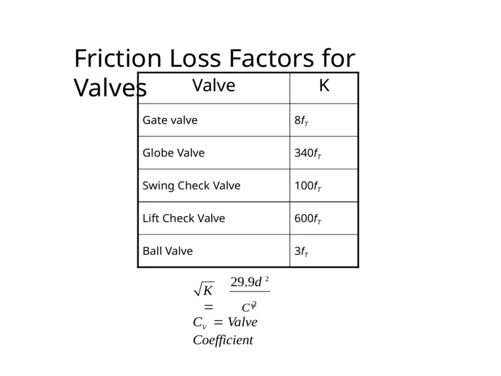Let's talk about friction loss factors for valves, a key concept when we're dealing with fluid flow. The valve coefficient, or CV, helps us understand how much resistance a valve adds to the system. It's calculated using this formula, where K represents the friction loss factor. Different types of valves have very different K values. For example, a gate valve has a low factor, while a lift check valve creates much more resistance. Knowing these numbers helps us design systems that work efficiently, with the right valves in the right places.